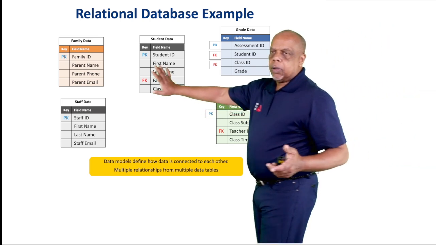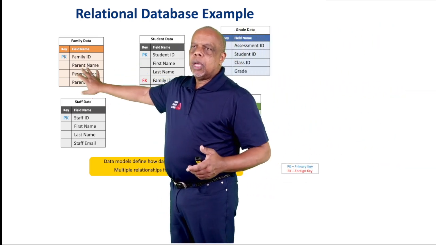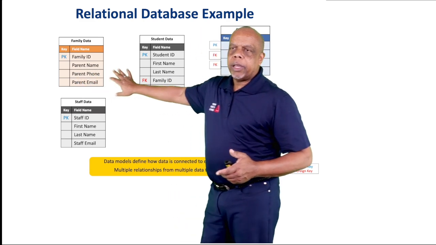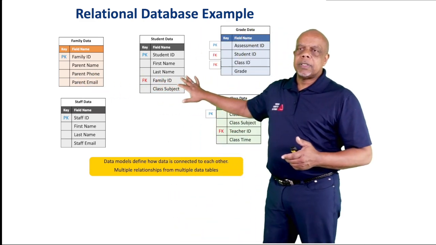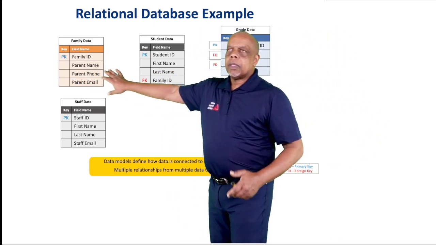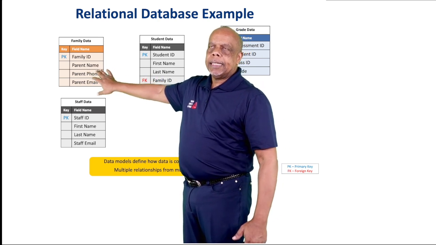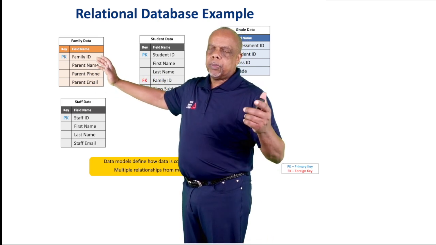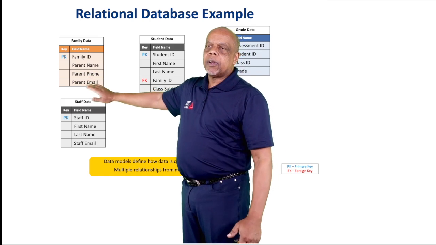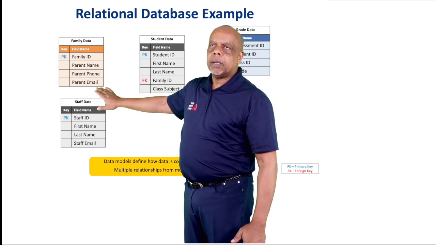So we're going to collect all these in tables. We have a table for family data, we have a table for student data, and we have a table for grade data. Within the family data table, we've got the family ID number. Here again, it's a number we could make up for each family. The parent's name, the parent's phone number, and the email.